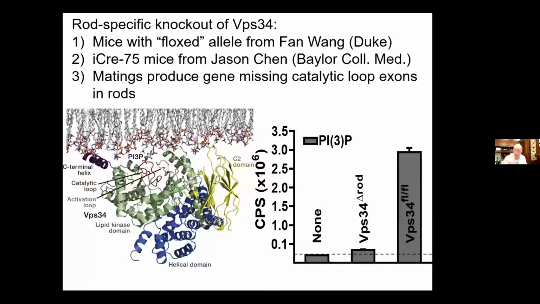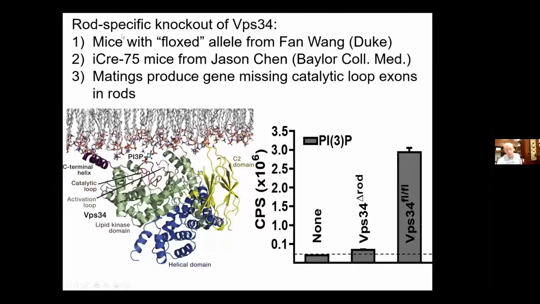The particular allele that we used was one that was generated in Fan Wang's lab at Duke. She generated an allele that has a floxed section within the gene that, when excised with Cre, just removes the catalytic core of VPS34. So you still make structural protein. I'll show you that later in a Western blot. But its ability to phosphorylate phosphatidylinositol is eliminated by the elimination of the catalytic core, as you see here in this structure of VPS34 in a simulation of it being docked to a membrane.